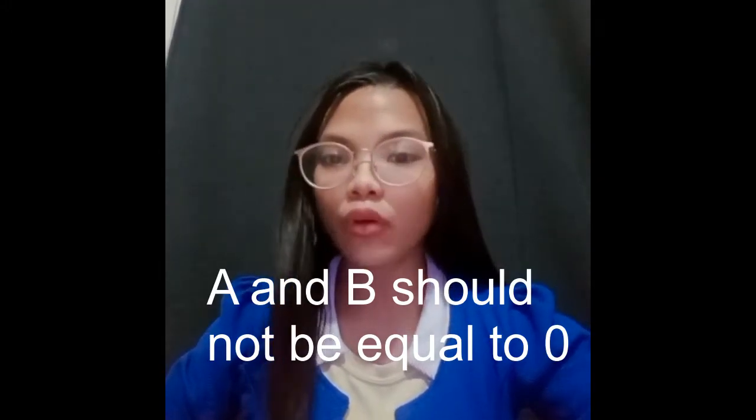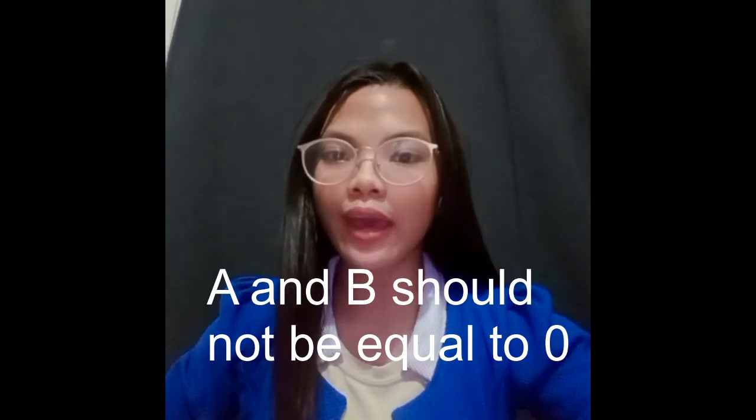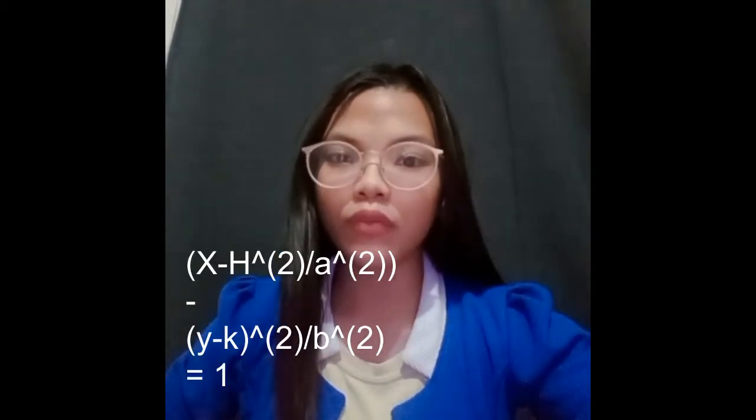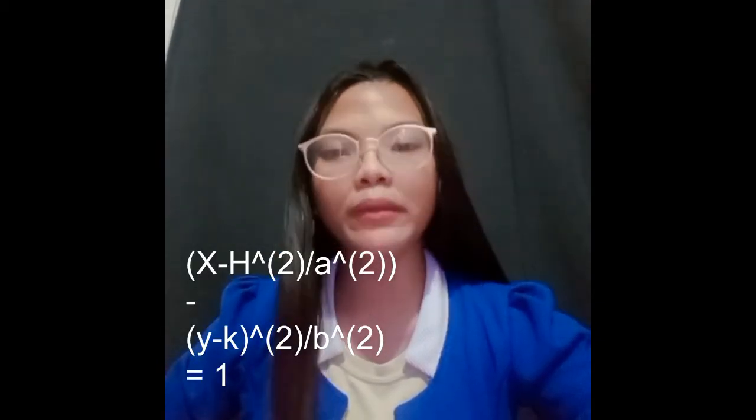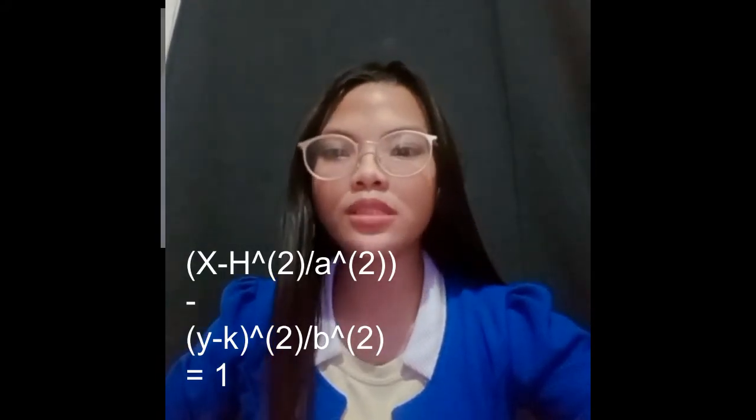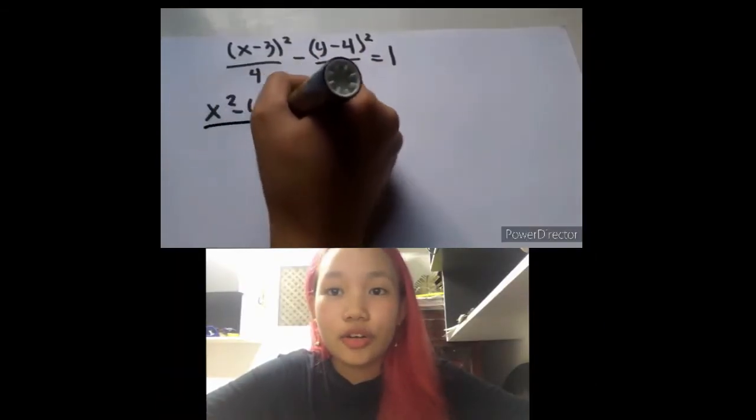While in the standard form, we are given the equation (x minus h) squared over a squared minus (y minus k) squared over b squared equals 1. We need these formulas to write general equations for a hyperbola when the standard form is given. The example is (x minus 3) squared over 4 minus (y minus 4) squared over 9 equals 1, and we want it in general form.